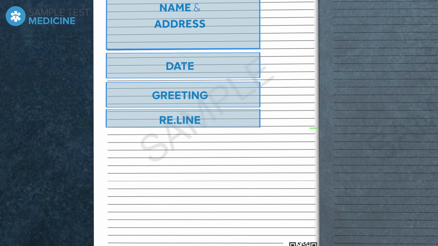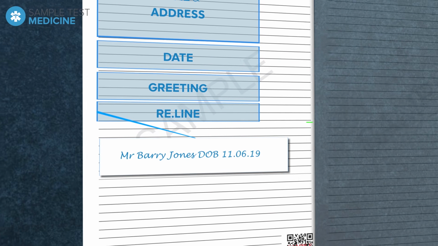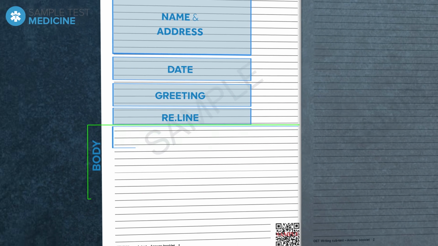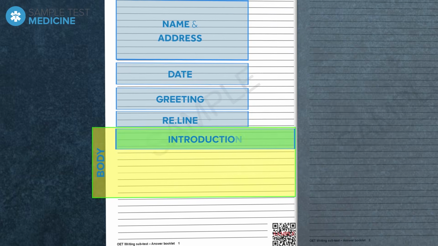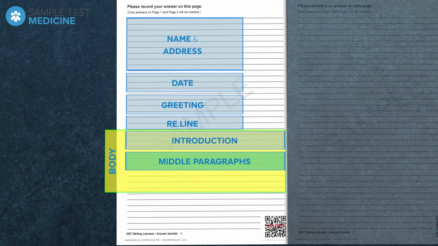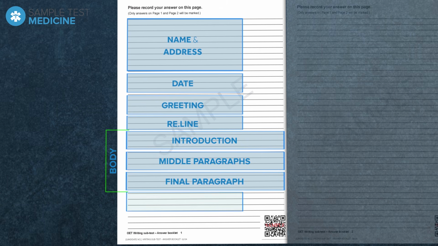But remember, the order of the greeting and the RE line can be reversed if you prefer. So here the RE line is Mr. Barry Jones, DOB 11/06/1973. Then will come the body of my letter, the paragraphs. The introduction, introducing the reason for writing, then the treatment paragraph, the current condition paragraph, and finally the specific request paragraph. Underneath all of this, I will add my ending, yours sincerely, and finally my job title, Doctor.